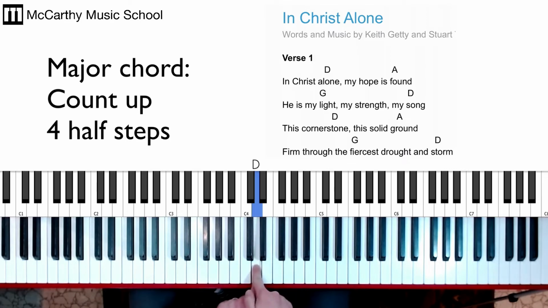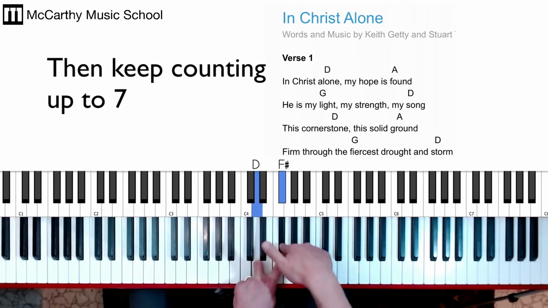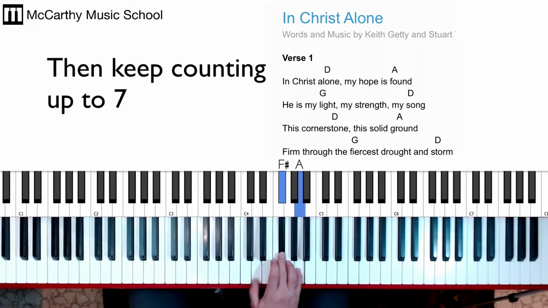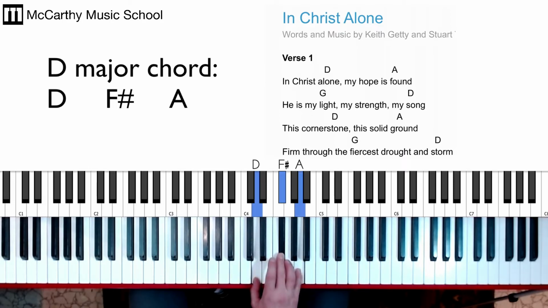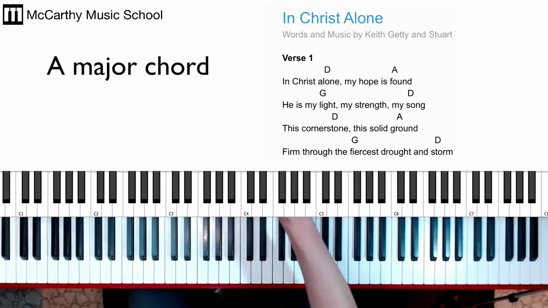So we start on D, and we start with the note above D, and we count to 4. 1, 2, 3, 4. So now we have an F sharp, and then we keep going, and we count all the way up to 7. 5, 6, 7. There we go. So we have a D, an F sharp, and an A. There's our D chord. In Christ alone. There we go.